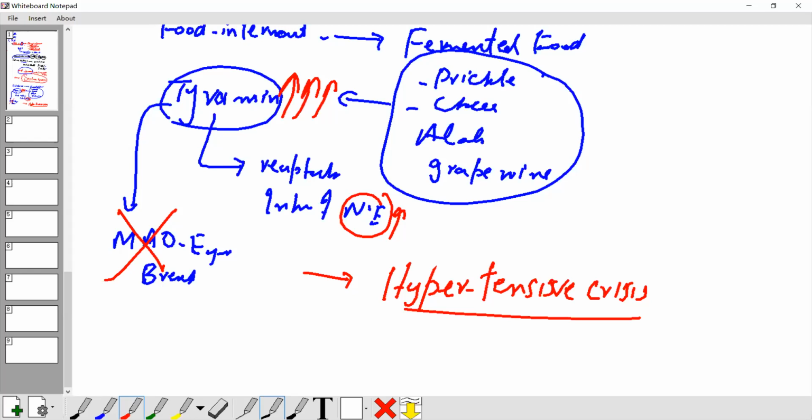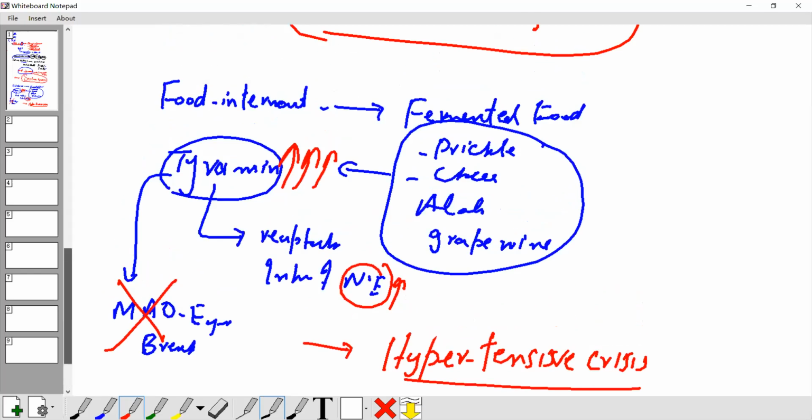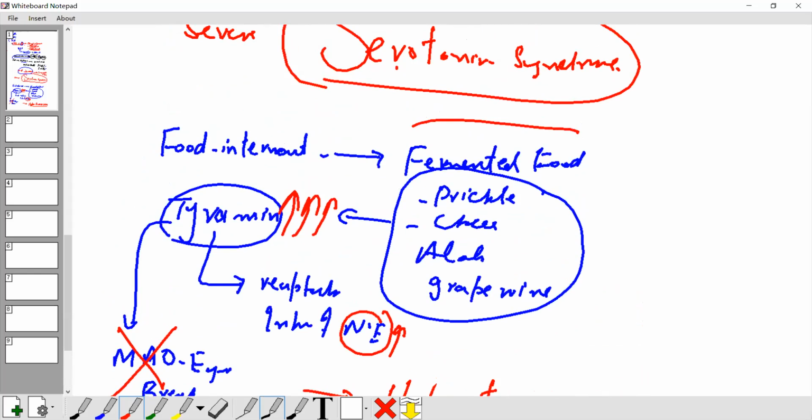Hypertensive crisis. So if you are using a monoamine oxidase inhibitor in any person, you must avoid fermented food. Pickle, cheese, alcohol, grape wine. They can increase norepinephrine inside the body to a very high level, just because of this tyramine. So it is a food interaction with monoamine oxidase inhibitors.